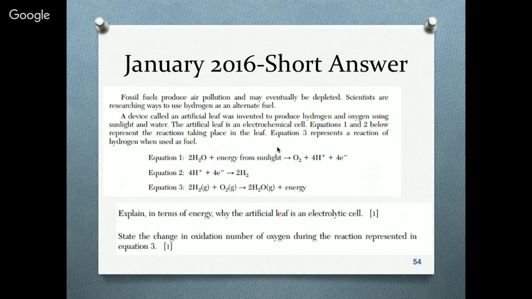Alrighty. Next, this is a short answer from January 2016. It says, explain in terms of energy why the artificial leaf is an electrolytic cell. In terms of energy means that in your answer, please write the word energy. Electrolytic begins with an E, ends with a C. So we said that energy is going to go from electrical to chemical. That's the easiest way to help you remember what's happening to the energy.